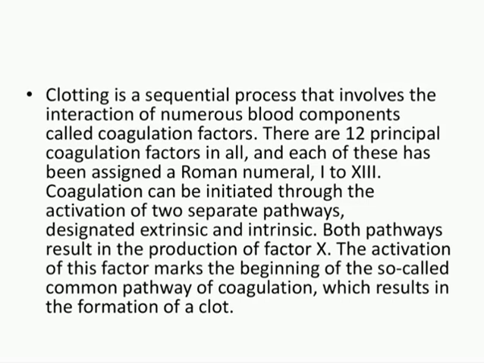Now there are two pathways involved in the blood coagulation process. The first is your intrinsic pathway and the second is your extrinsic pathway, right. Both pathways basically result in the production of factor 10. The activation of this factor makes the beginning of the common pathway of coagulation, which further results in the formation of a blood clot.